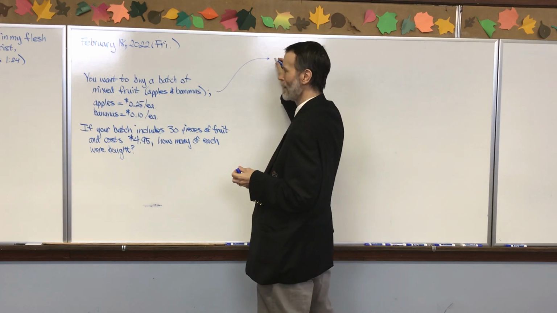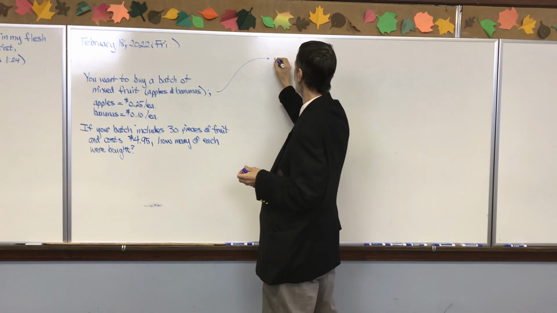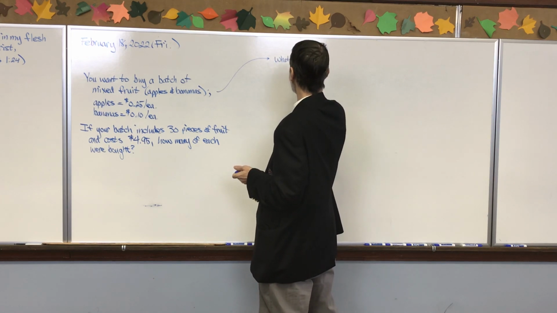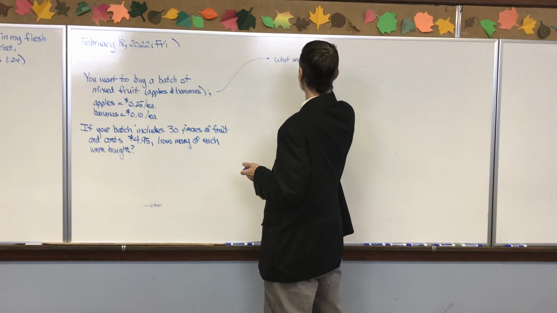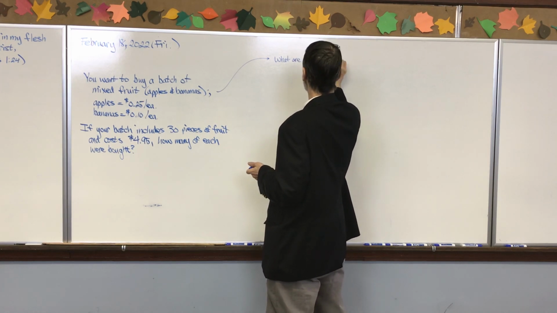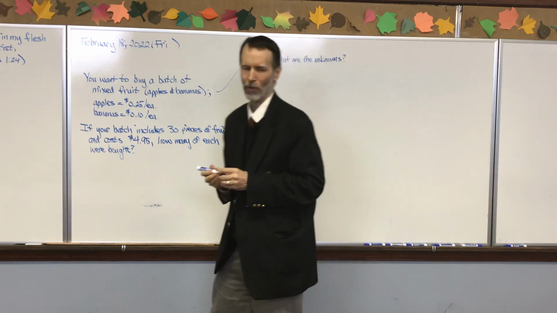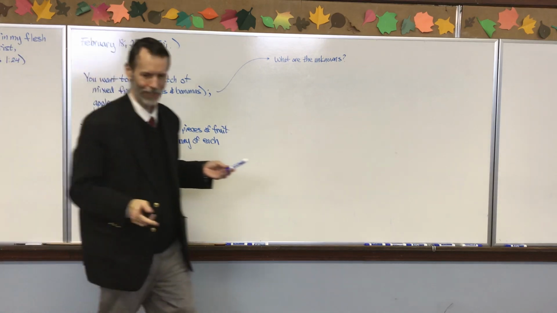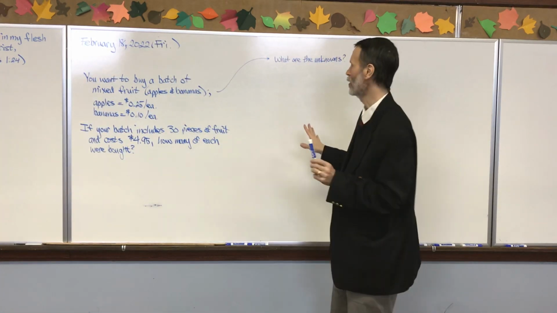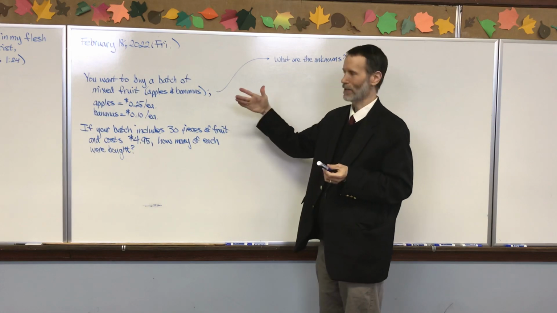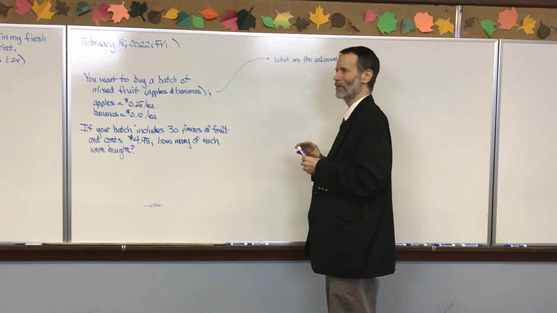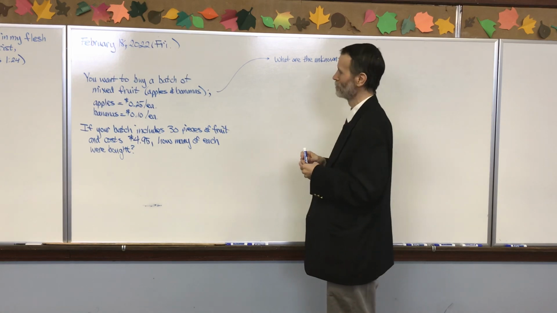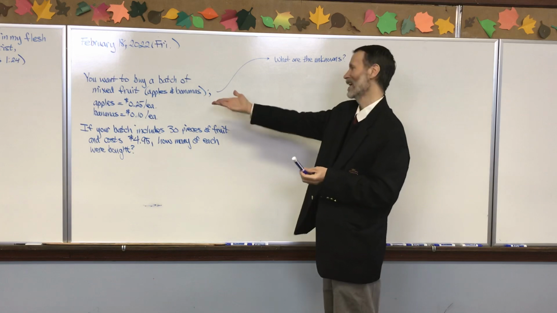Let me just ask the question. What are the unknowns? What are we looking for? What do we not know yet? How many apples and bananas? Do we know the cost of each? Yes, we do. So we're not going to worry about those. I don't know how many apples and I don't know how many bananas. If there's something you don't know, what do you call it in algebra? A variable. Like what? X or Y. And in this case, you can do A and B.